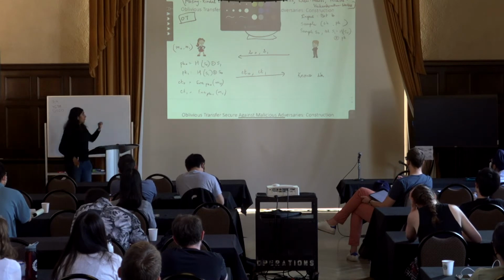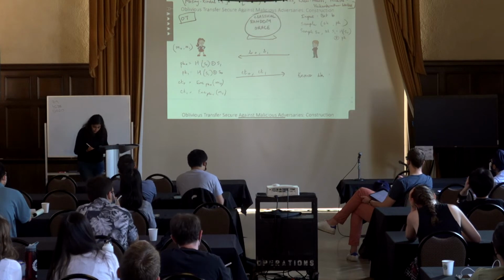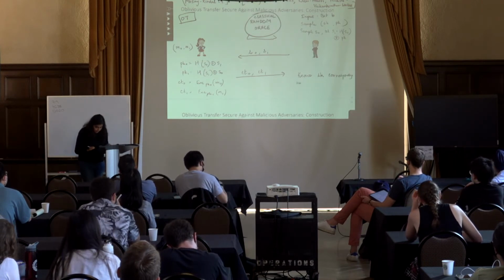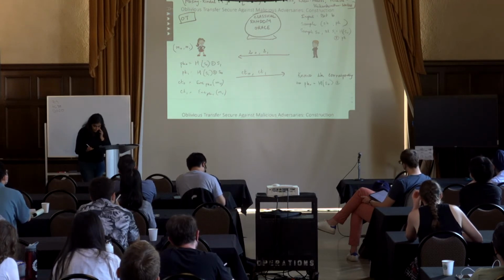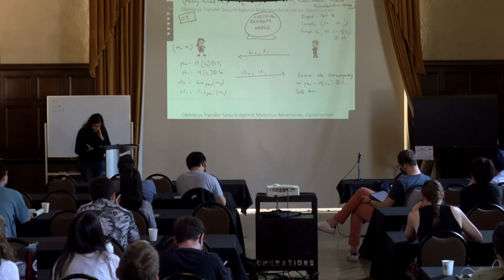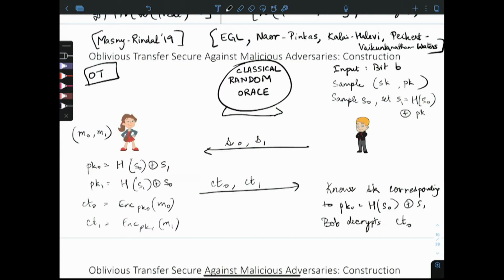Good. So Bob knows the secret key corresponding to, in this case, PK0, which is hash of S0 XORed with S1. So Bob can decrypt CT0. So far, we haven't used Bob's choice bit anywhere. We just built a protocol where Bob always gets the first message that Alice sends.